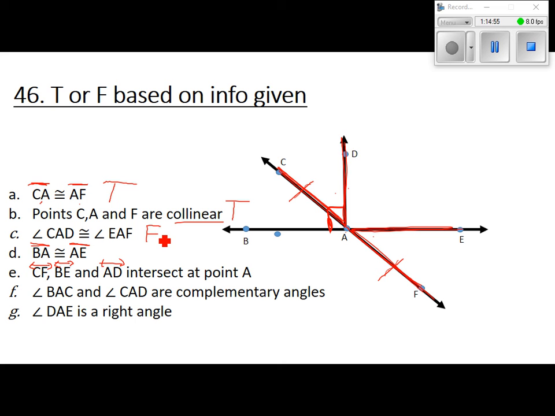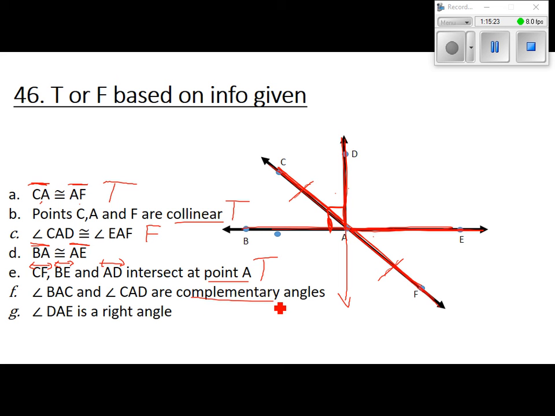Line CF, line BE, and line AD intersect at point A. Well, a lot of you probably look at this and say, well, AD is not a line. Well, if we wanted it to, could it go on out that way? Yeah. And do they all intersect at point A? Yes, that's true.